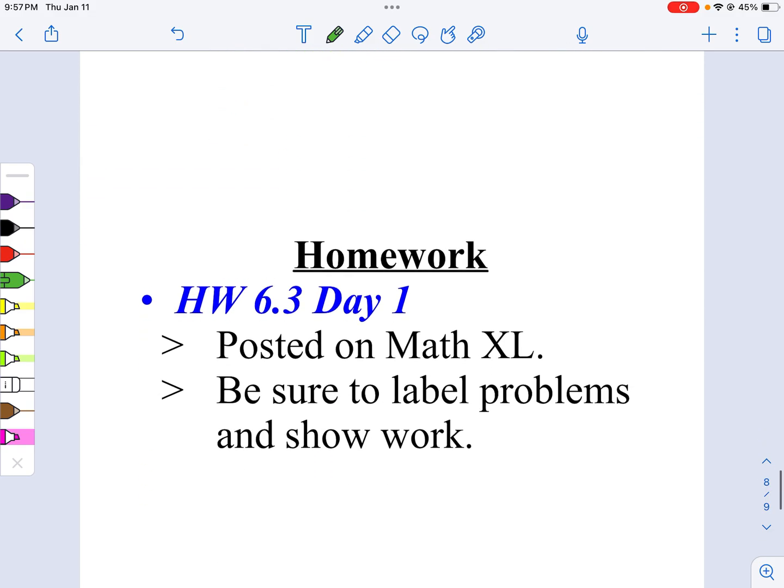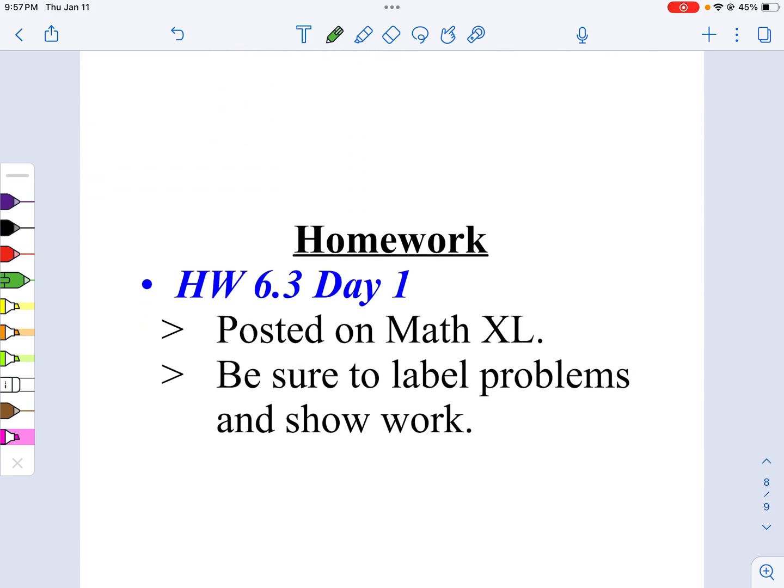Okay, so your homework for today is on Math Excel. It's listed as homework 6.3 day 1. You are going to need to show some work, so please make sure you use a piece of paper or a blank Notability and show your work there.